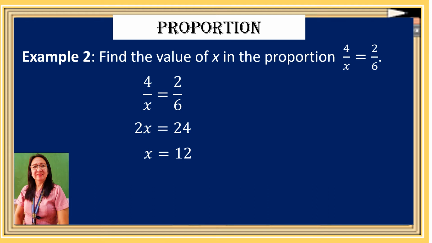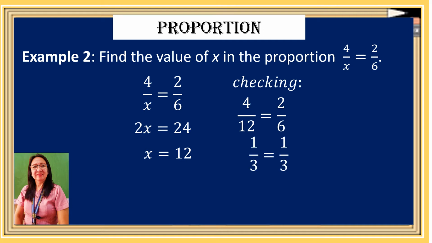Now let us do the checking. There are 2 ways to check if our obtained value of x is correct. First, let us substitute the obtained value in the proportion. So 4 to 12 is equal to 2 to 6. Then simplify by dividing both sides by the LCM. Between 4 and 12, the LCM is 4. And between 2 and 6, the LCM is 2. So the result is 1/3 is equal to 1/3.